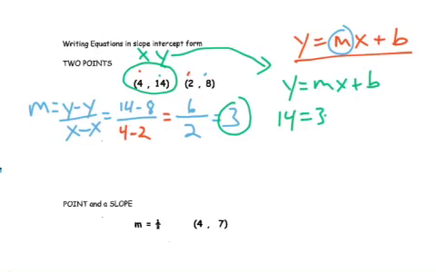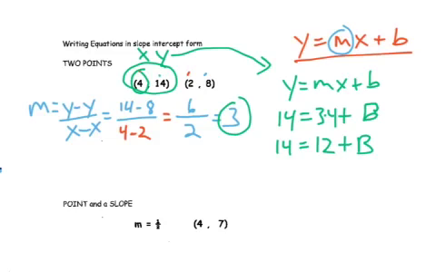Times x, well, go back to that same ordered pair. Steal that 4. I don't know what b is. That's why I'm doing this. So b just stays b. And again, I'll make that a capital B so it doesn't look like it's 6. Ugh, that's bad. Sorry about that. So 14 equals 12 plus b.